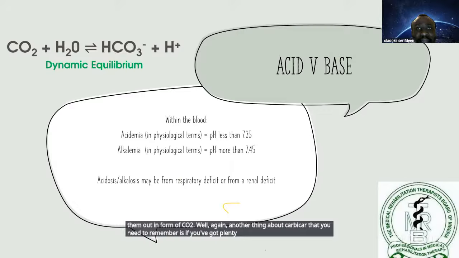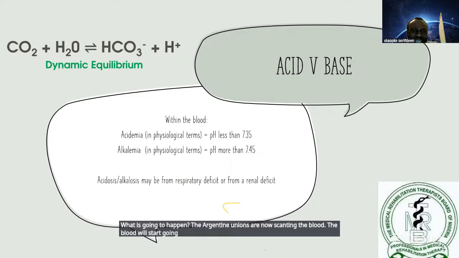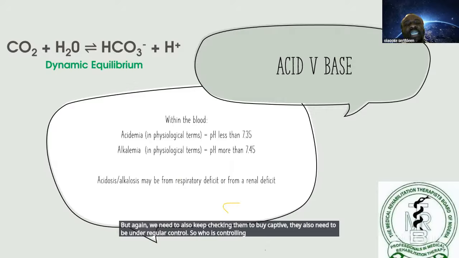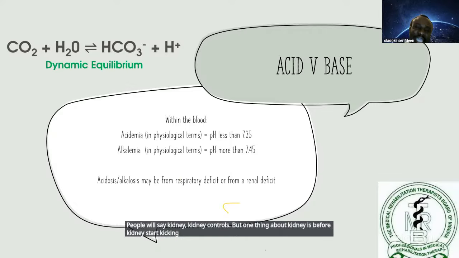But another thing about bicarb that you need to remember is, if you've got plenty of them in the blood, plenty of monkeys just grabbing and destroying the hydrogen ions in the blood, what is going to happen? The hydrogen ions are now scanty in the blood. The blood will start going basic. This does not make sense. So again, we need to keep checking them too. Bicarb also needs to be under regular control. So who is controlling bicarb generally? People will say the kidney controls. But one thing about the kidney is, before the kidney starts kicking in, it might take some days, two days, three days, and like that.